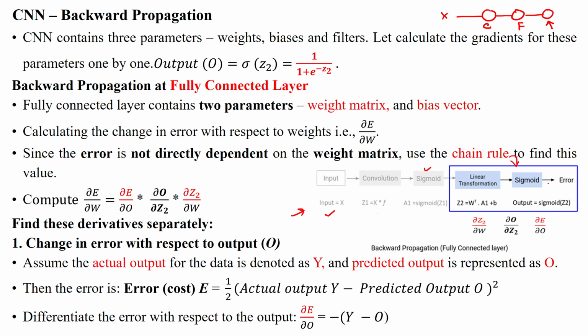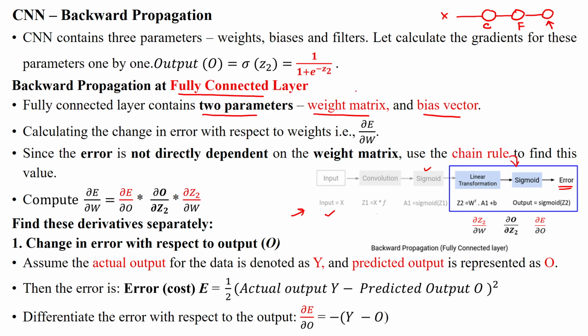So after getting the output, we are going to calculate the error. So in the fully connected layer, when you are applying the backward propagation, it has two types of parameters, one is the weight matrix and the other is the bias vectors.